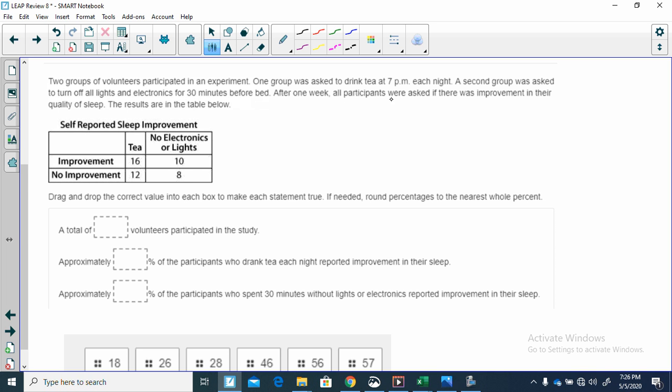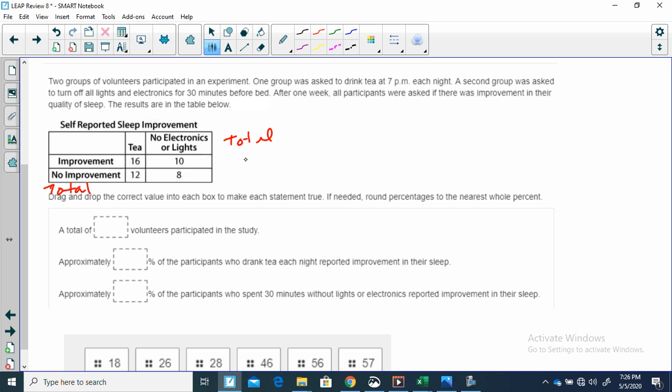One group was asked to drink tea at 7 each night. Okay, drink tea, see tea. The second group was asked to turn off all lights and electronics for 30 minutes before bed. No electronics or lights. After 1 week, all participants were asked if there was improvement in their quality of sleep. The results are in the table below. Okay, now notice there are no total categories here, but we could add them if we need to. I'm just going to put them there in case we need them.